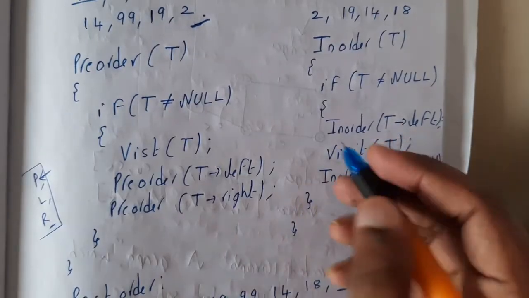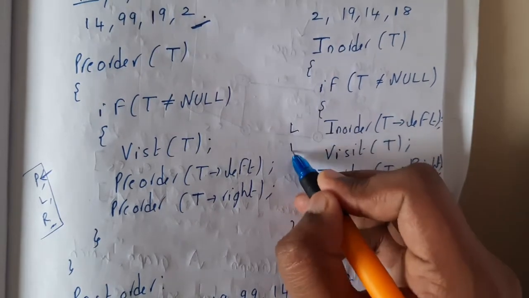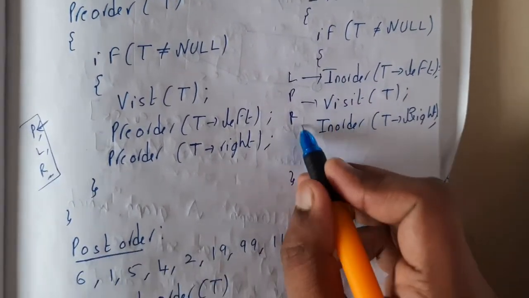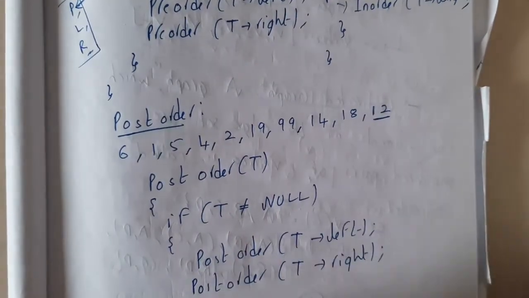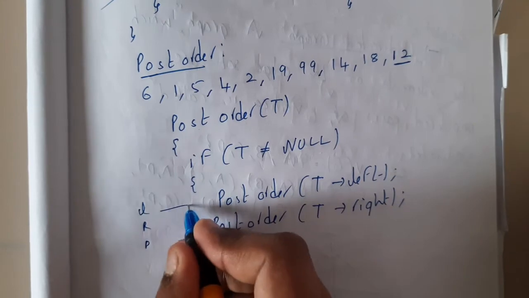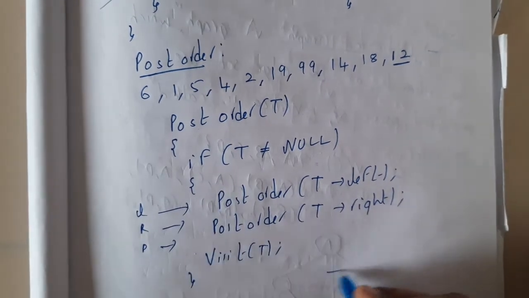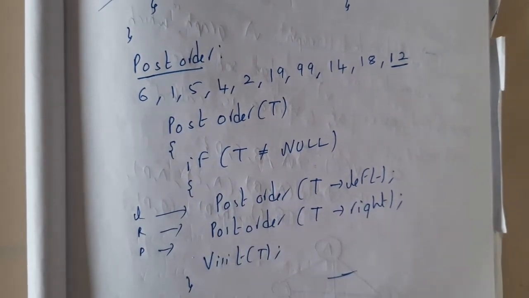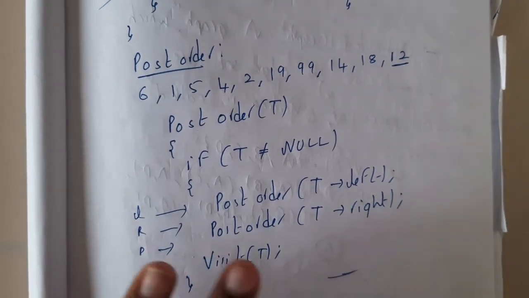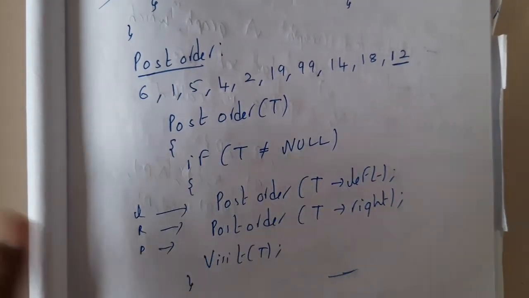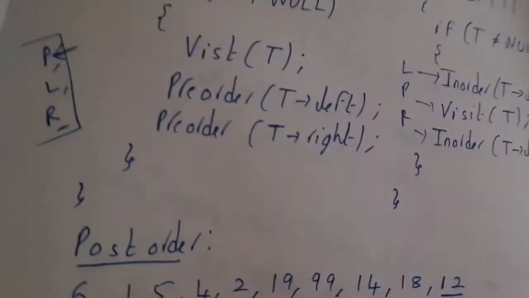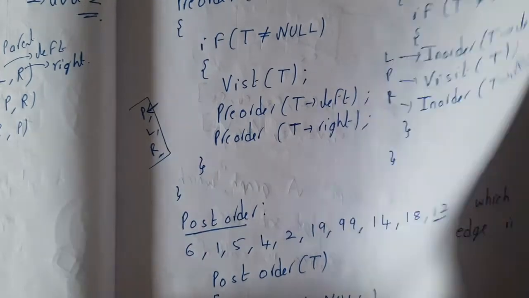Whereas in-order, I told you, is left, parent, right. Left is nothing but moving left, parent is nothing but visit, and right is nothing but moving right. Similarly for post-order: left, right, parent. So in this way the visiting works, guys. If you are confused with this, I'll be linking the previous lecture where we discussed in-order traversals and all those things. I'll be linking that video after this, so you can watch it and clarify your doubts.